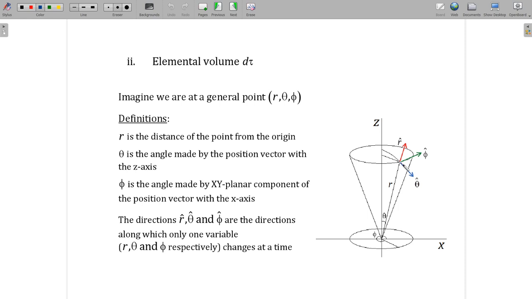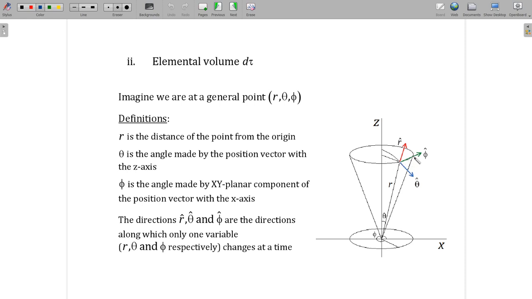So let's start with phi. It's quite obvious that if I go around the circle that I've drawn here, I'm moving in a plane which is parallel to the xy plane. This point that I've drawn is a general point, and from this general point, if I start moving in a circle around the z-axis, and that circle is parallel to the xy plane, I increase or decrease phi.